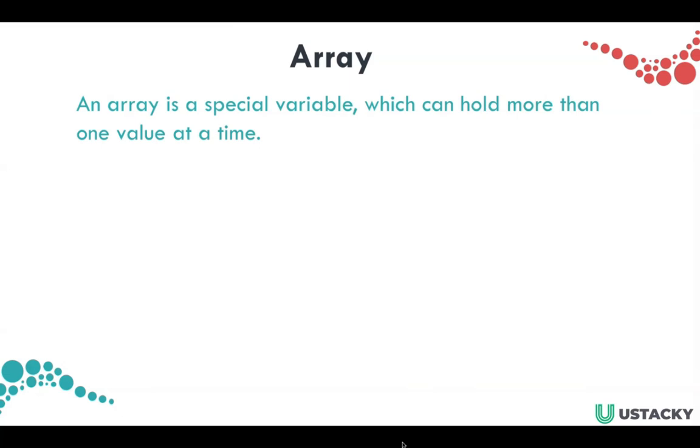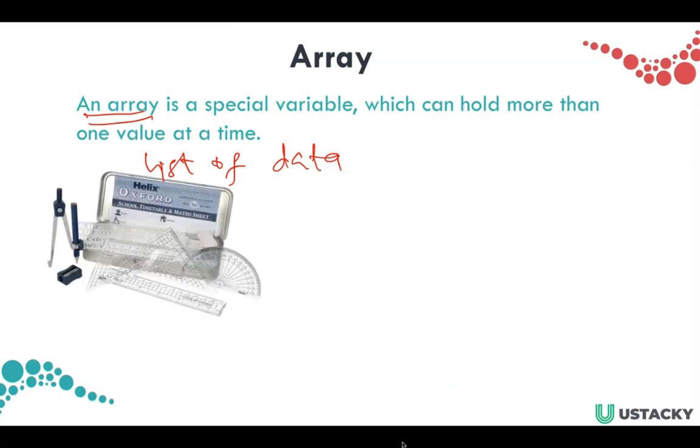An array is a special variable which can hold more than one value at a time. Basically, an array can hold a list of data. And a practical example of an array is a mathematical set. In PHP, assuming you have a list of cities, it can be represented as $cities equals array, and the list of the cities will be put here.